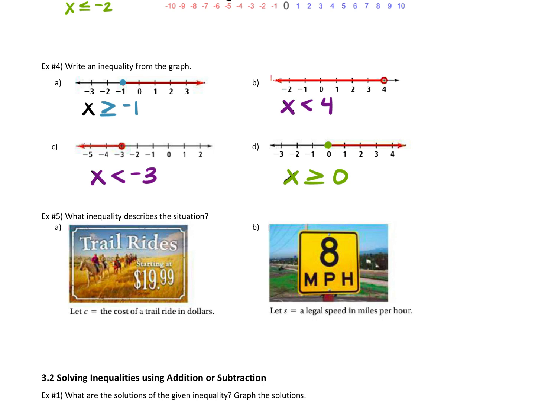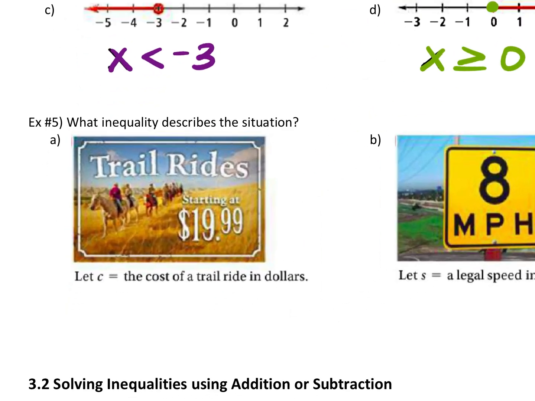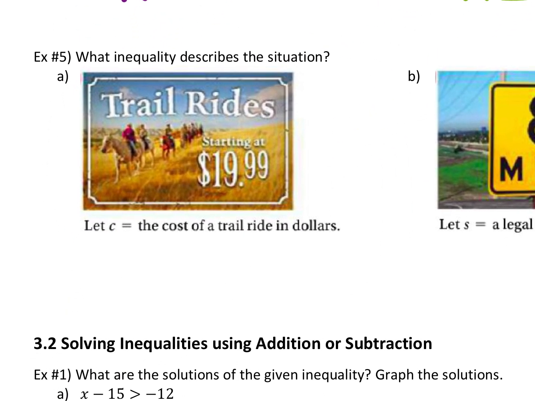Okay, last 2. And these are just more real world scenarios. So you see a sign that looks like this. There's an inequality happening here, right? But we're going to try to put it into a math sentence. So it says, let C be the cost of a trail ride in dollars. And here's what the sign says.